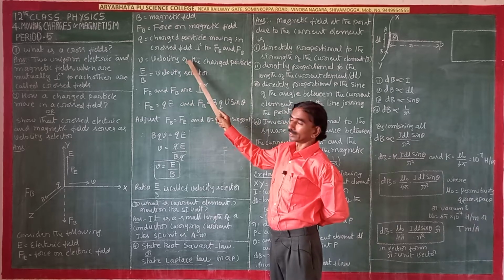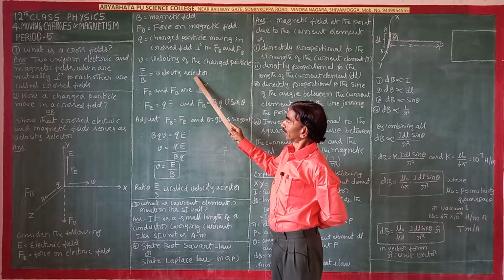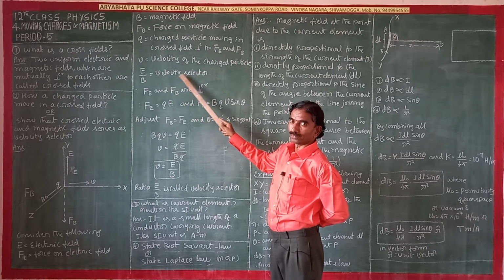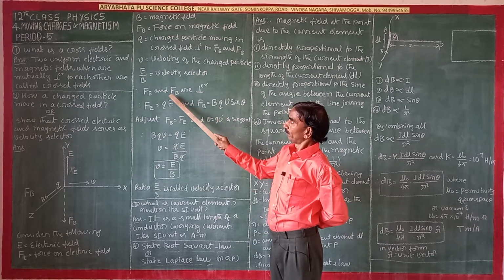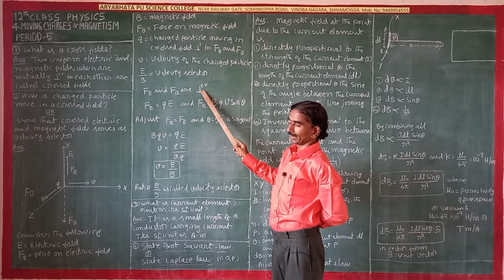V is equal to the velocity of the charged particle. E by B is equal to the velocity selector. Fe and Fb are perpendicular.